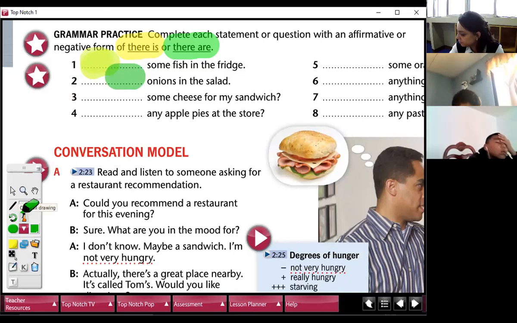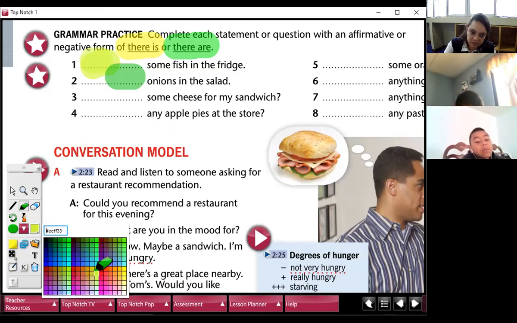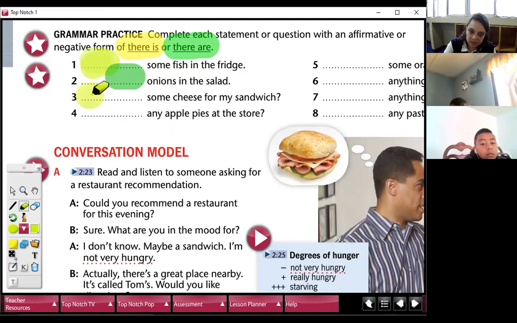Number three. It's a question, right? So, is there some cheese or are there some cheese? One cheese. We are talking about one cheese. Is there? Is there, right? Next one. Any apple pie? There are. They are.